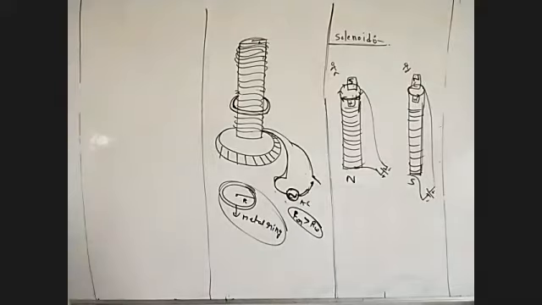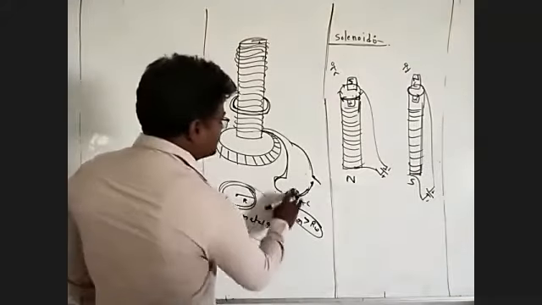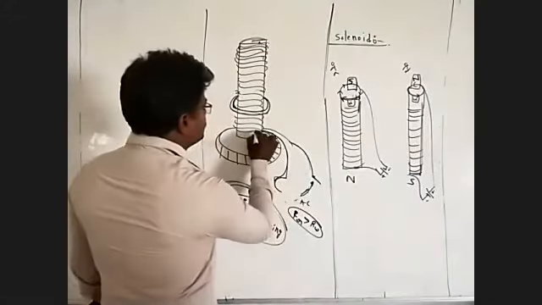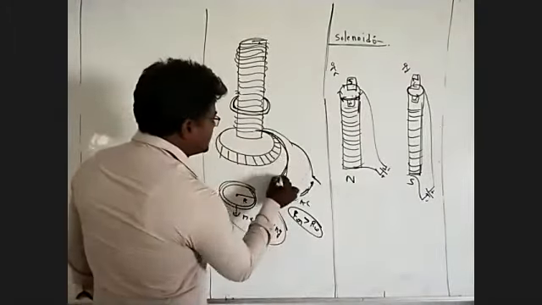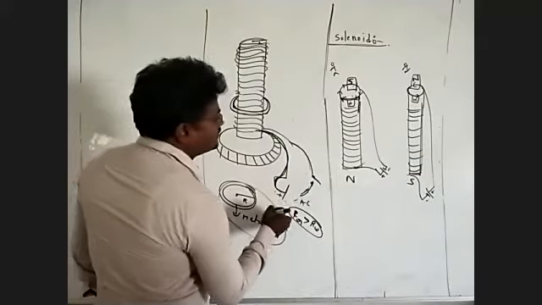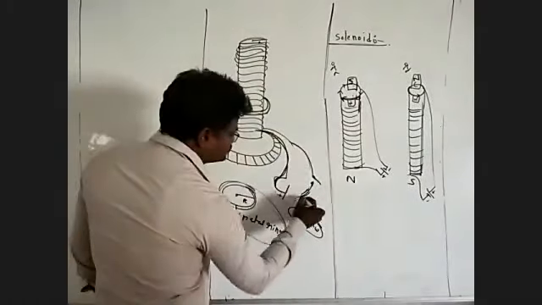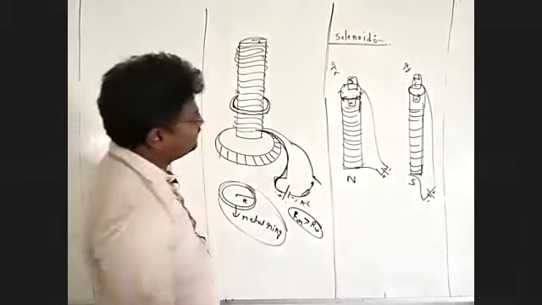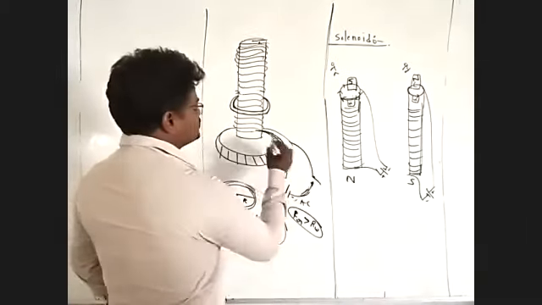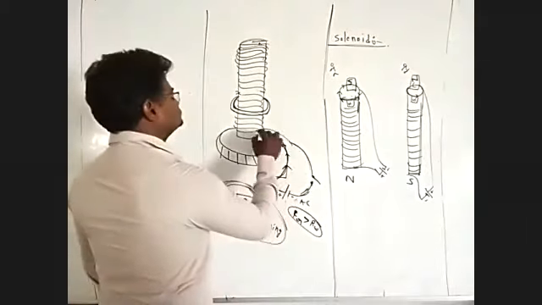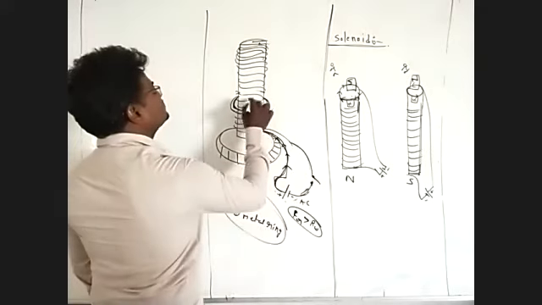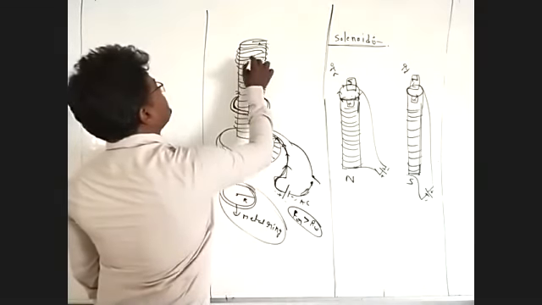Now, what will happen in this situation? One end of the soft iron rod is connected to the positive terminal, and the other end of the coil is connected to the negative terminal. So what will happen in this situation? The solenoid carries current in this direction.